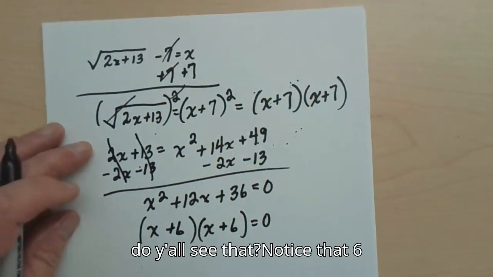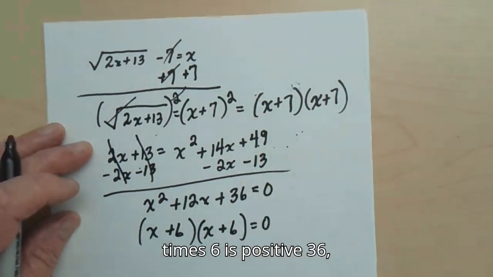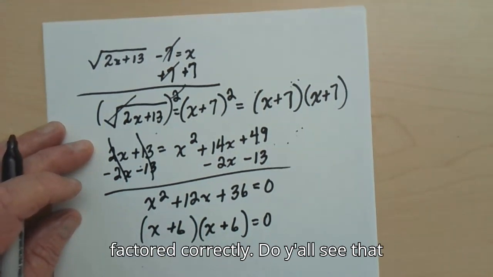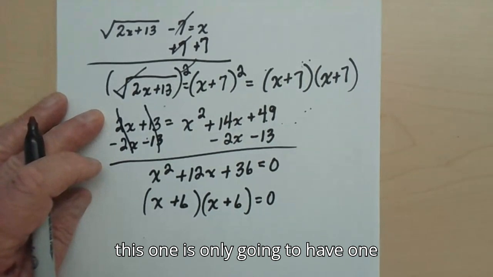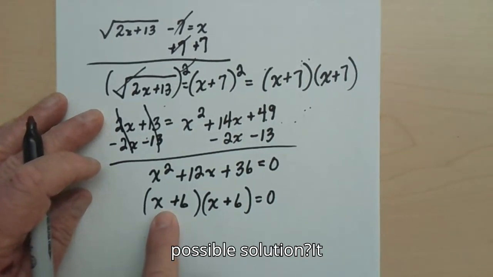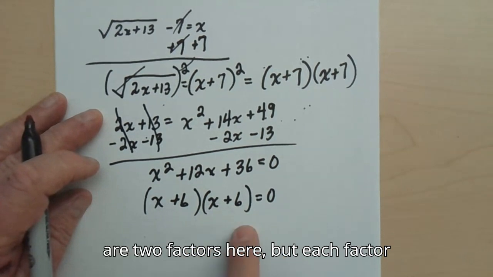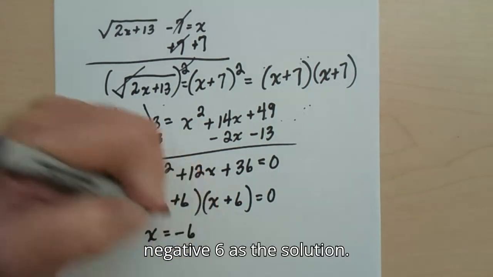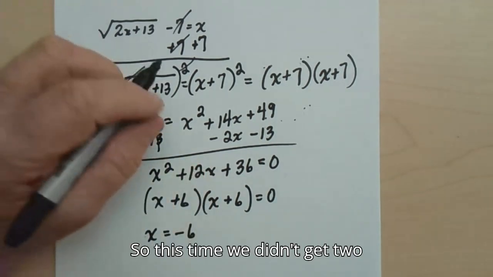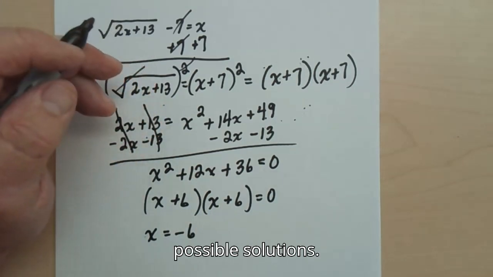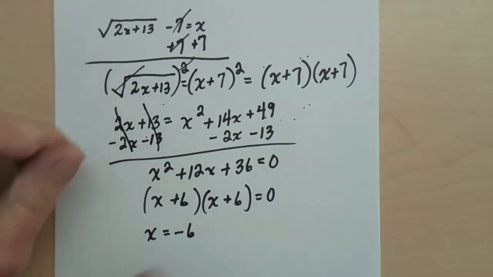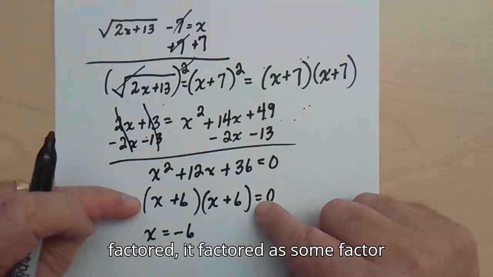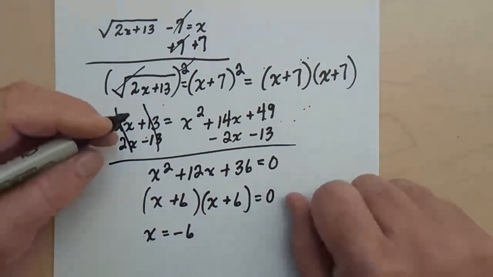Do y'all see that? Notice that 6 times 6 is positive 36. 6 plus 6 is positive 12. So that's factored correctly. Do y'all see that this one is only going to have one possible solution? It shows up 2 different times, right? There are 2 factors here, but each factor leads us to x equals negative 6 as the solution. So this time we didn't get 2 possible solutions. That's just coincidental because we happened to get something that factored as some factor times itself, right?